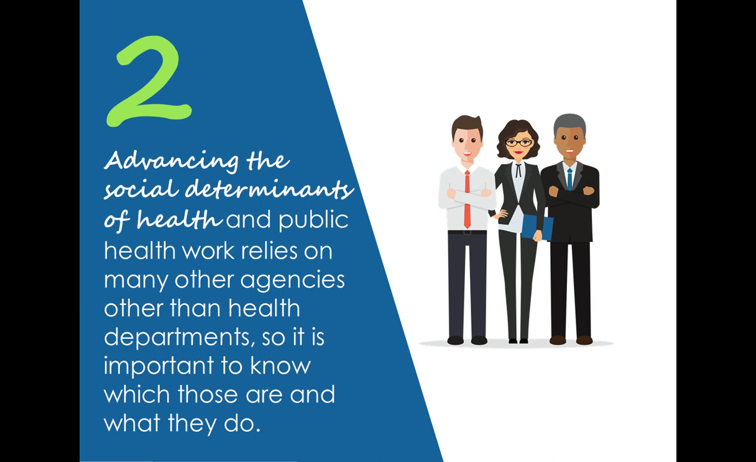Secondly, advancing the social determinants of health and public health work relies on a wide range of agencies other than state, tribal, local, and territorial health departments. For example, at the local level, common agencies that impact public health include parks and recreation, housing, planning, public works, etc. Knowing who those agencies are and what they are doing is important to coordination and collaboration.